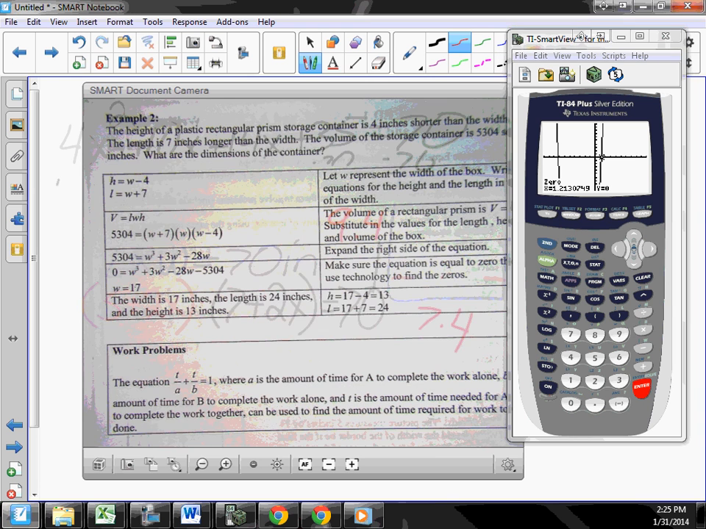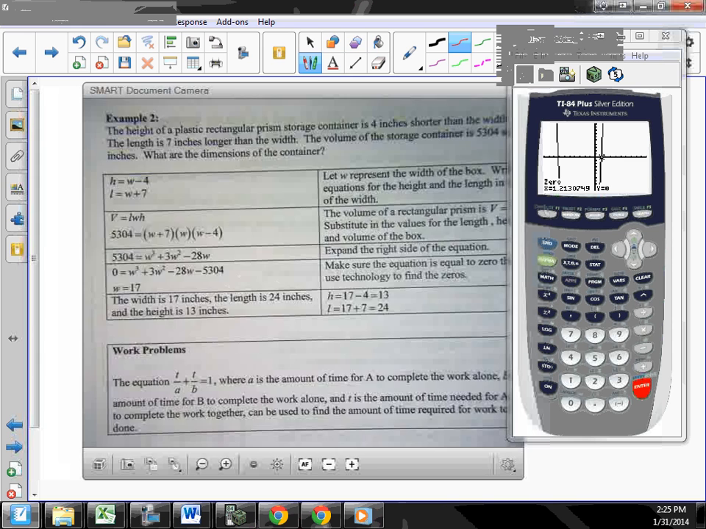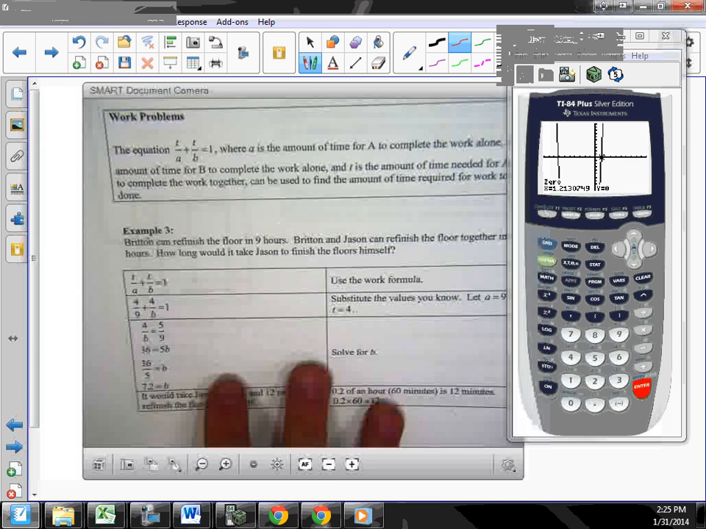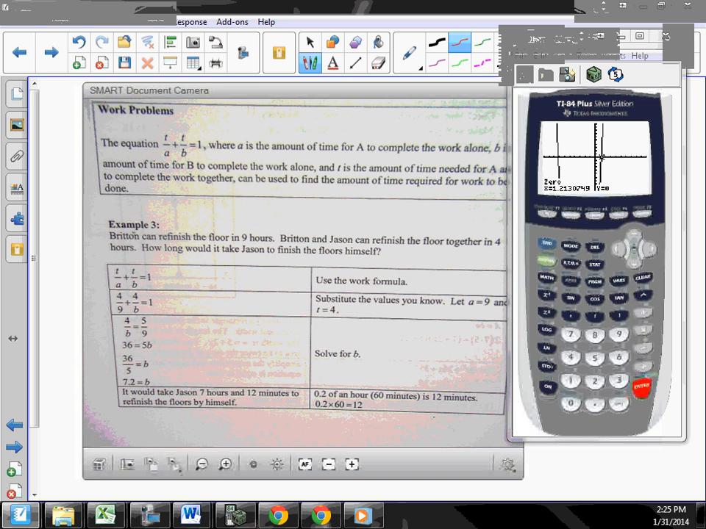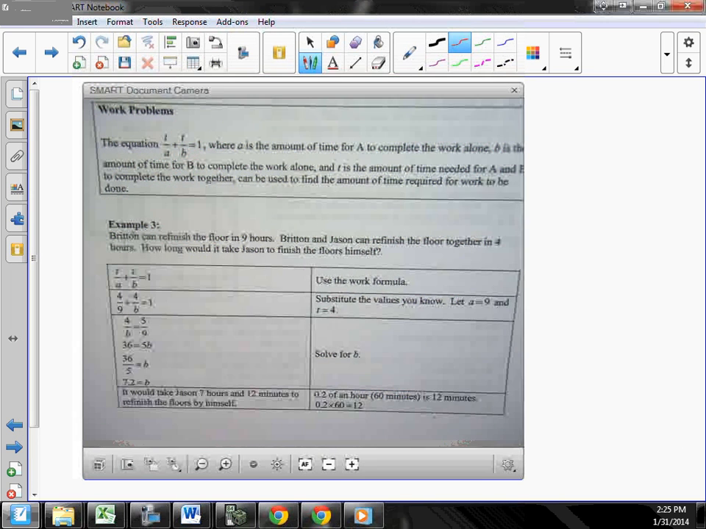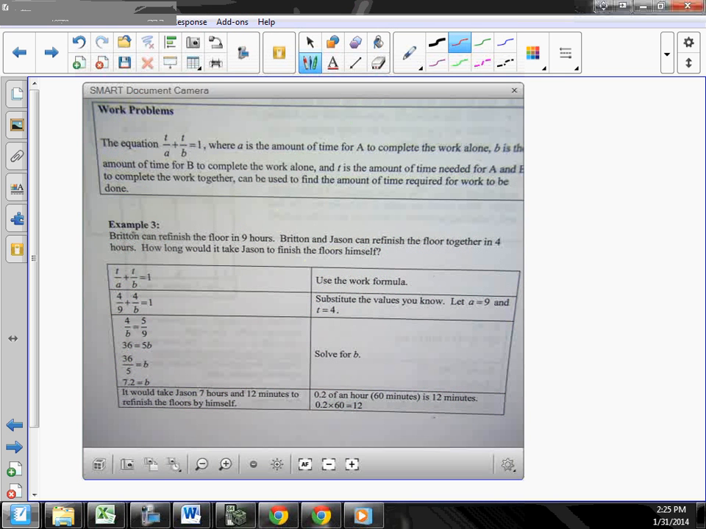So, Caitlin, for your sake, we're going to do example 2, but it's just like example 1. Let's look at the work problems. So it gives us here a formula. T over A plus T over B equals 1, where A is the amount of time for A to complete the work alone, and B is the amount of time for B to complete the work alone, and T is the amount of time needed for A and B to work together.